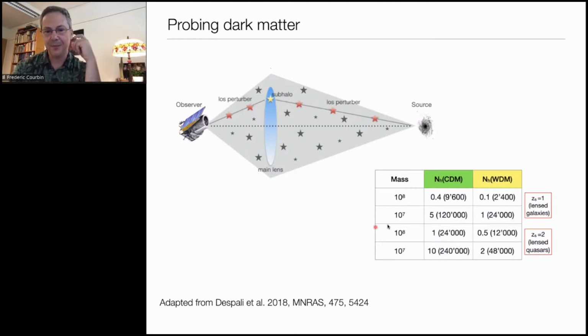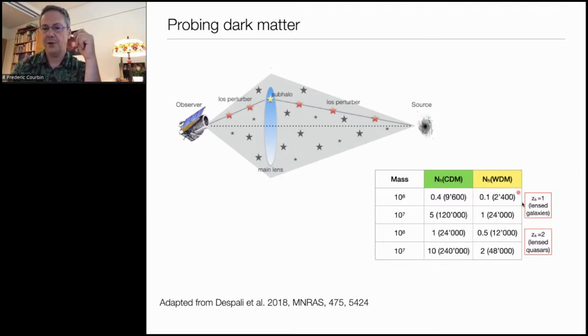I'll just give you some statistics. So you remember at 10 to the 8 solar masses, CDM and WDM are more or less the same in terms of power spectrum of the dark clumps. But at 10 to the 7, you have many more substructures in cold dark matter than in warm dark matter. So these numbers here are the number of halos anywhere in some cone or truncated cone, I don't know how to call this. That's the number of halos you find per square arc second on the sky. So if this is 1 arc second, you will find 0.4 halo somewhere in this volume in CDM, and 0.1 halo if it's warm dark matter. And at 10 to the 7, of course, the difference between the two is larger, and that's where you can discriminate between CDM and WDM.